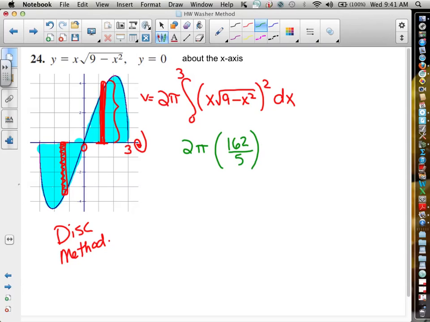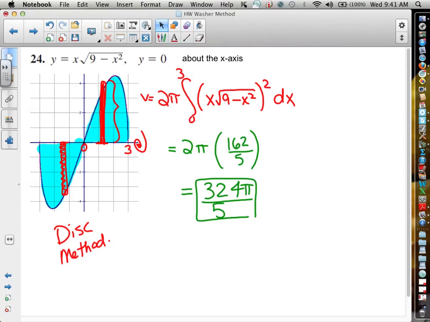Right, and then I also need to multiply by 2, so I'm going to just double this thing. And you can do it with the calculator, or you can do it by hand here. So we'll have 324 pi over 5.